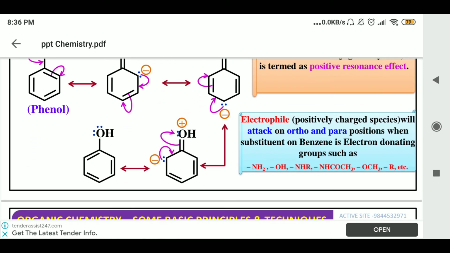So what I have written over here is that electrophiles, positively charged species, attack on the ortho or para position when the substituent on benzene is an electron donating group. Electron donating groups I already discussed, like amine, hydroxy group, alkyl, acetyl. So these are all known as electrophile.